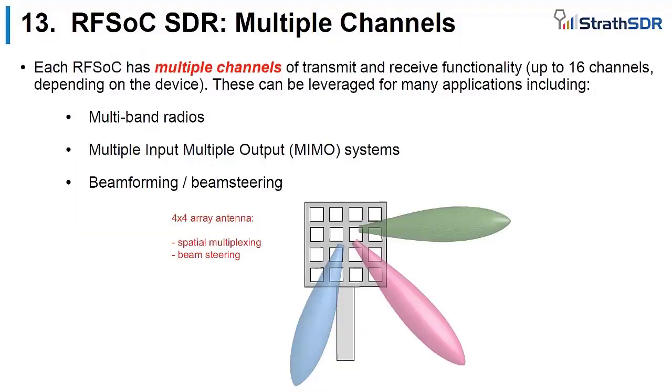Multiple channels. We've not just got one ADC and one DAC; we have up to 16 in some systems. So for this single-chip RFSoC, that brings all sorts of interesting radio opportunities, working with multi-band radios and different input channels, or MIMO systems with multiple antennas, maybe 4x4 or 2x2 or whatever it might be. And of course, again, using multiple channels for beamforming and beam steering. So lots of applications that we're doing with other devices, but now very applicable to the capability of the RFSoC.